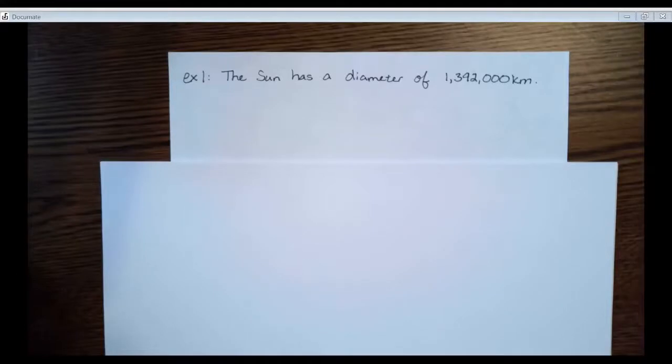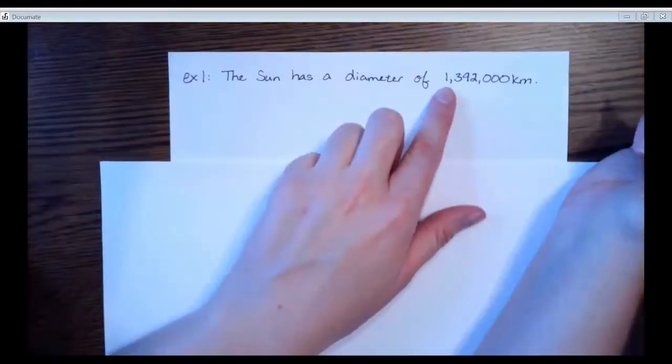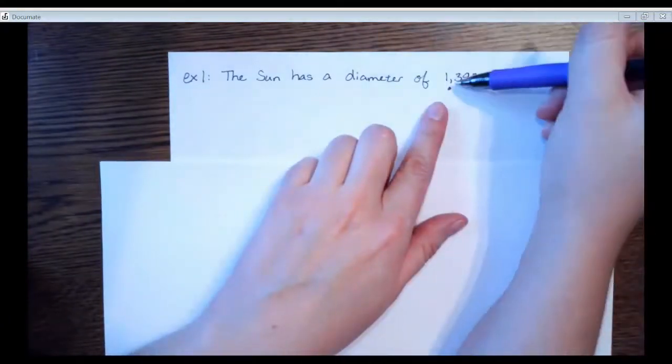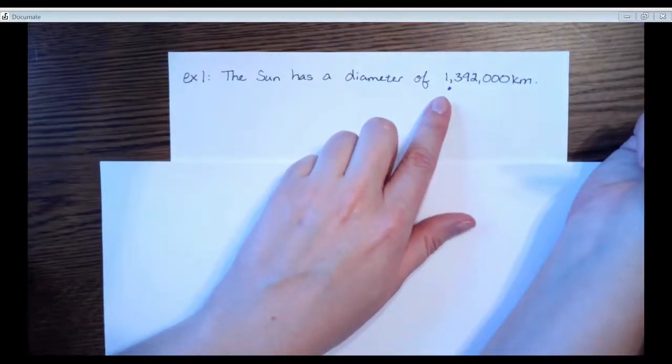Okay, so let's go ahead and try out some examples using scientific notation. So the first one in your notes says the sun has a diameter of 1,392,000 kilometers. And we want to go ahead and put this into scientific notation. So the first thing we need to do is figure out where the decimal point is going to go. Because remember, we need a number between 1 and 10. Well, I can go ahead and replace this comma with my decimal point. Because if I do that, I'm going to have 1.392. And that is between the numbers 1 and 10. So that's where I'm going to put my decimal point.